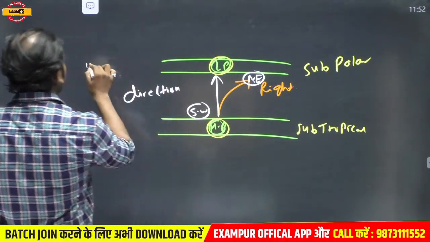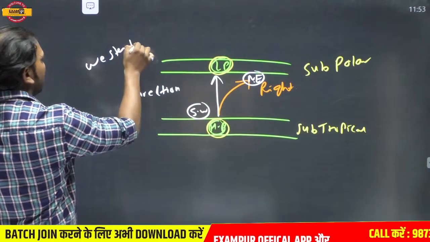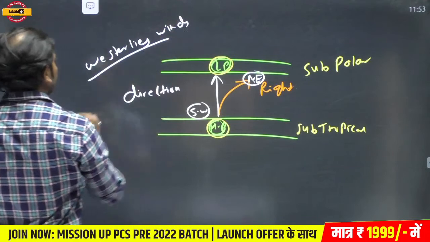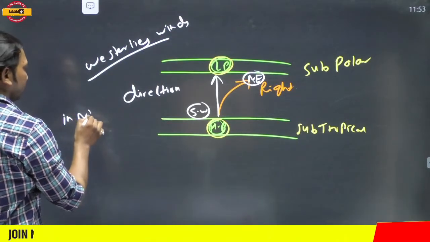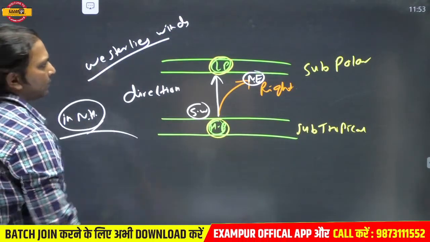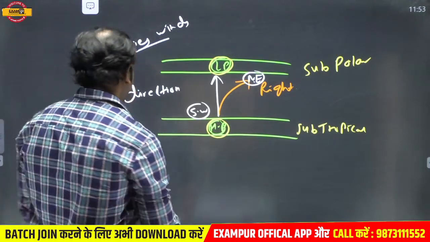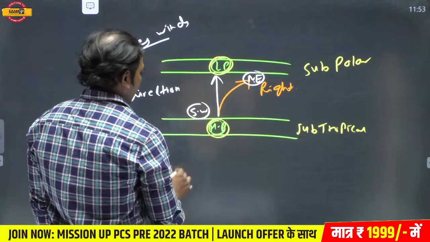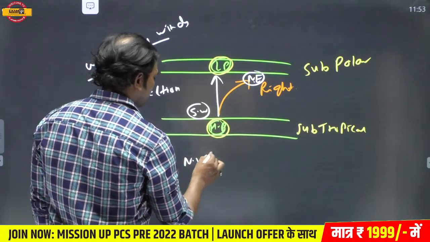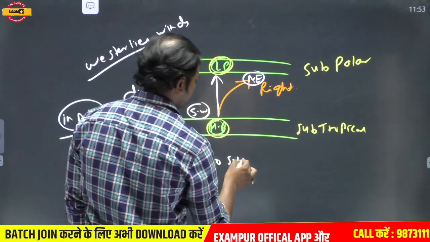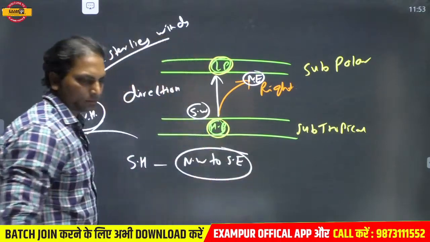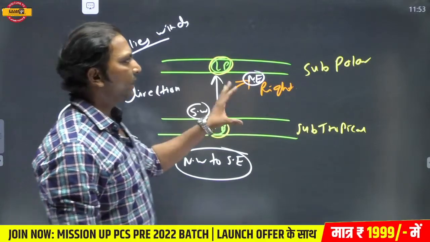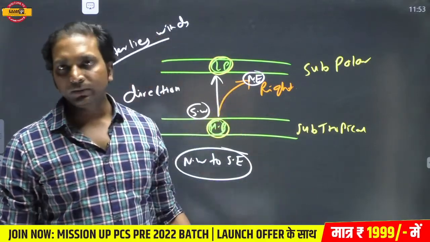That is the direction of the westerlies winds in the northern hemisphere. And vice versa in the southern hemisphere, it is northwest to southeast. So that is about the direction of the westerlies winds.